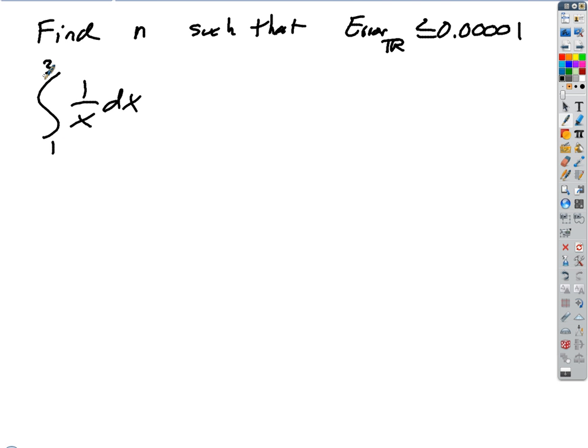Okay, so let's say this is an integral that you guys will know how to do. You don't right now, but you will. But we don't have to do it now, so let's just use the trapezoidal rule to find the area under the function 1 over x from 1 to 3. Now we want to do this so that our error is less than or equal to 0.00001. We want to find the minimum number of trapezoids that makes our error that small. Okay, so what do we do?